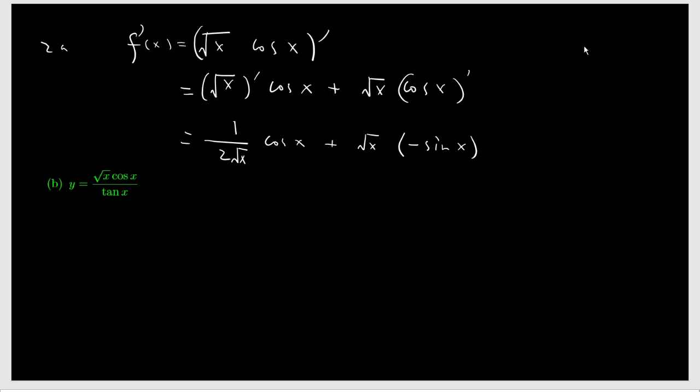Okay, I will show you how to do 2b. In 2b, you see the big picture of the function is the quotient of two functions, but on the numerator you have the product of two functions. I hope it makes sense. This question is designed for the purpose of quotient rule followed by the product rule. When you see the quotient of two functions, you have to use the quotient rule. When you see the product of two functions, you have to use the product rule. I will show you what I mean.